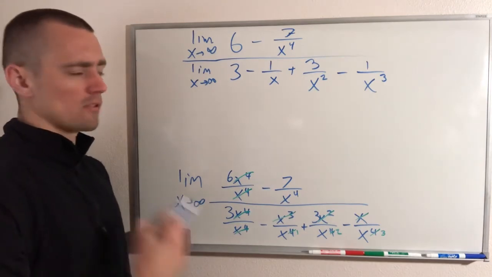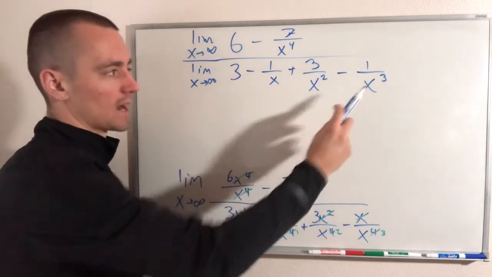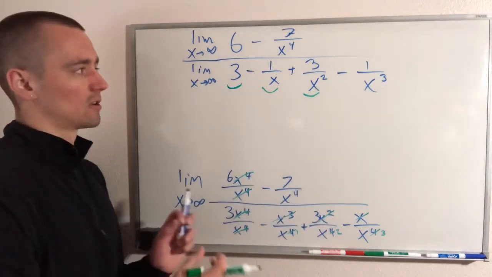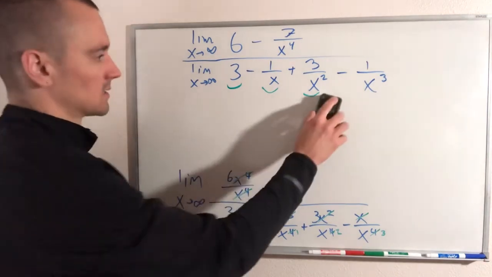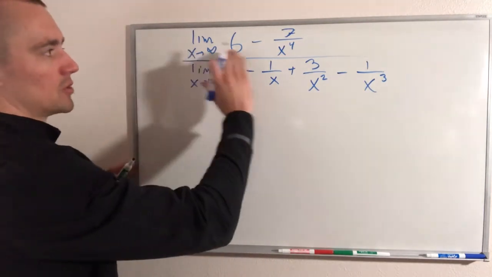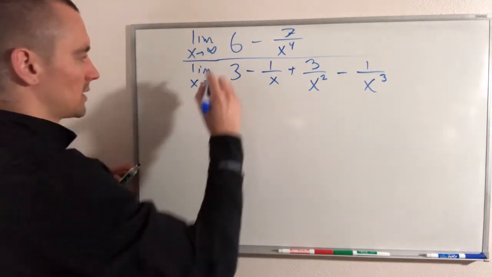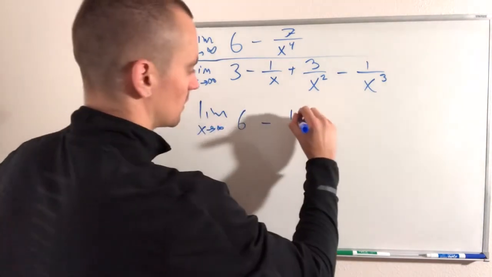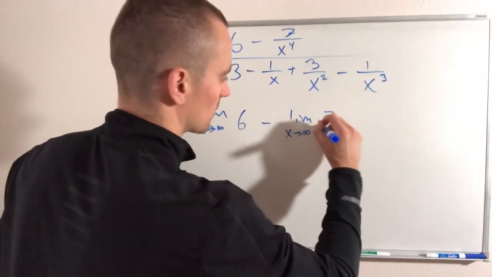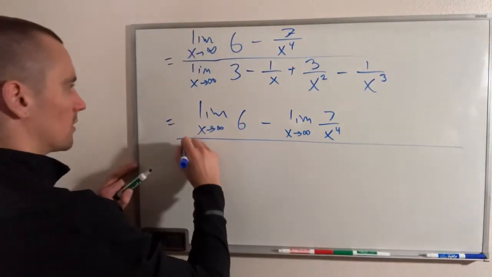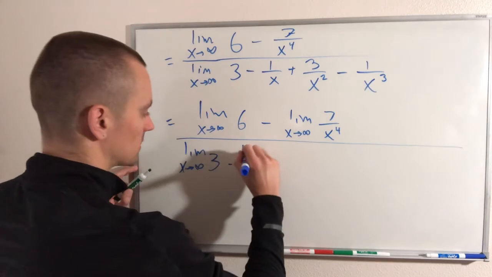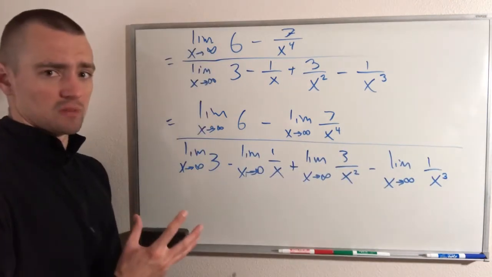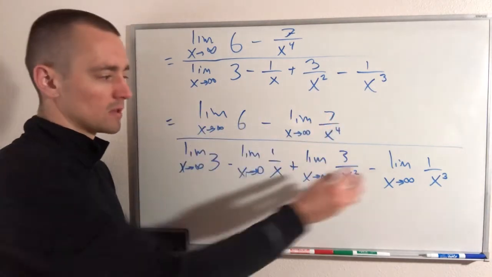We could confirm that this limit on the bottom doesn't give us 0, but we'll see in a second that it doesn't. Another one of the limit properties says that if we have the limit of a bunch of terms being added or subtracted together, we can instead take the limit of each individual term and then add or subtract all those limits together and end up with the same value. So instead of taking these longer limits, we can say this is equivalent to the limit as x goes to infinity of 6 minus the limit as x goes to infinity of 7 over x to the 4th, all over the limit as x goes to infinity of 3 minus the limit as x goes to infinity of 1 over x, and so on. Okay, so now we've essentially broken this big nasty limit up into 6 really small, much easier limits.